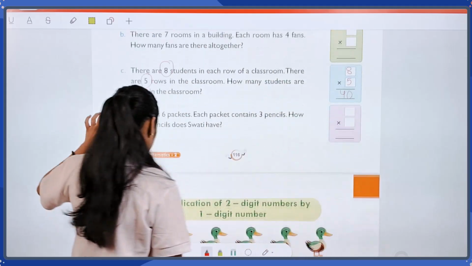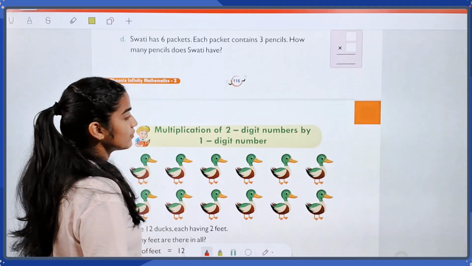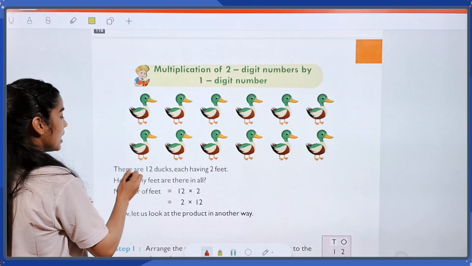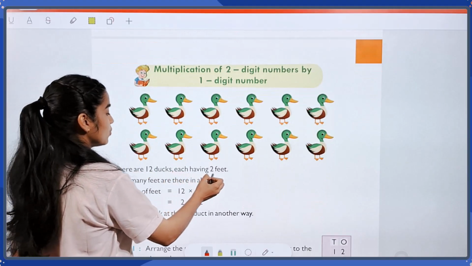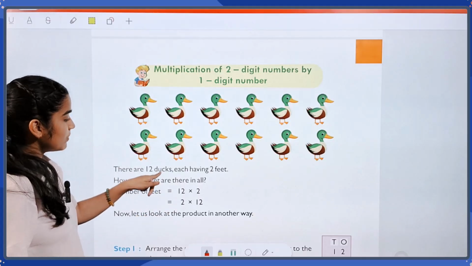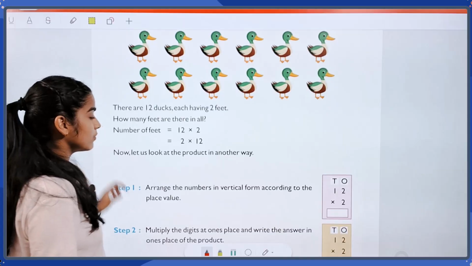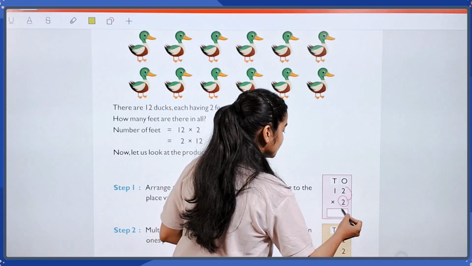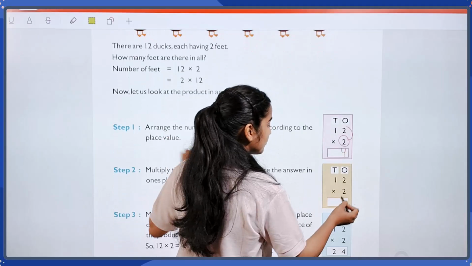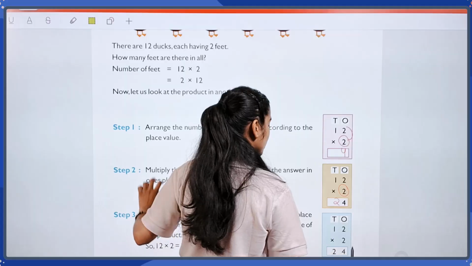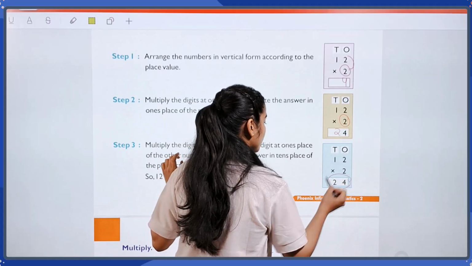Okay students, next, multiplication of a 2-digit number by a 1-digit number. So there are 12 ducks, each having 2 feet. So how many feet are there in all? So 12 multiplied by 2. So how can you solve it? First you have to read 2's table 2 times. 2 2's are 4. Then you have to do 2's table 1 time. 2 1's are 2. So in total we have 24 feet.